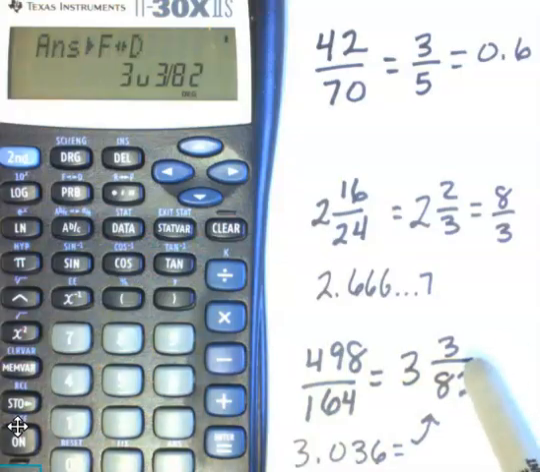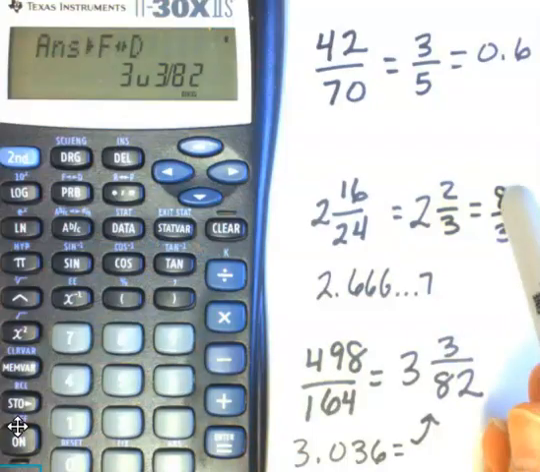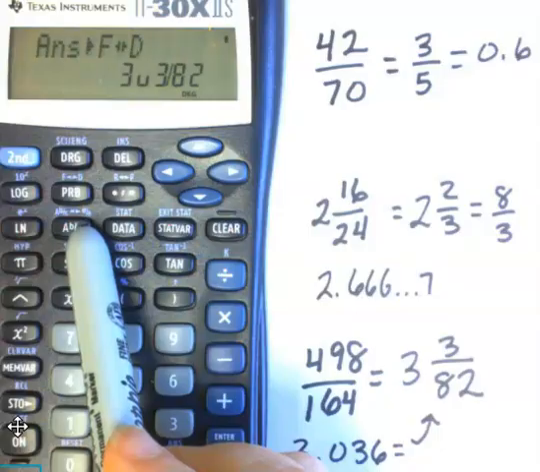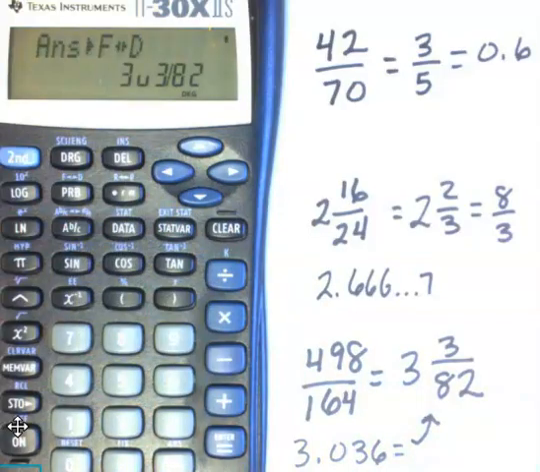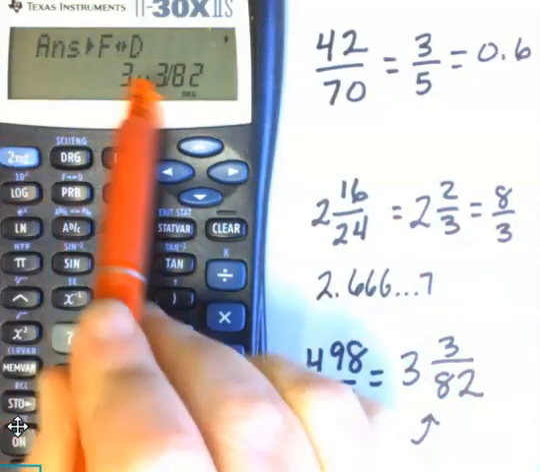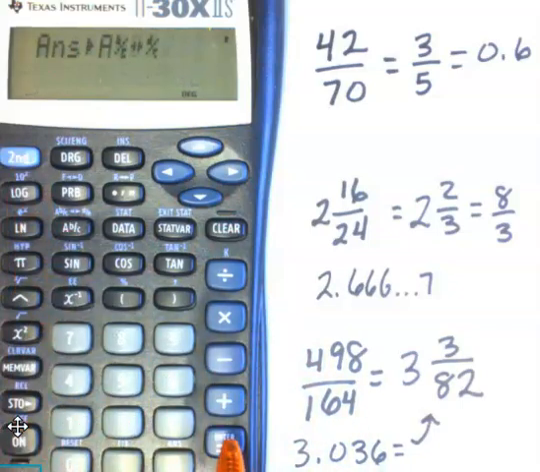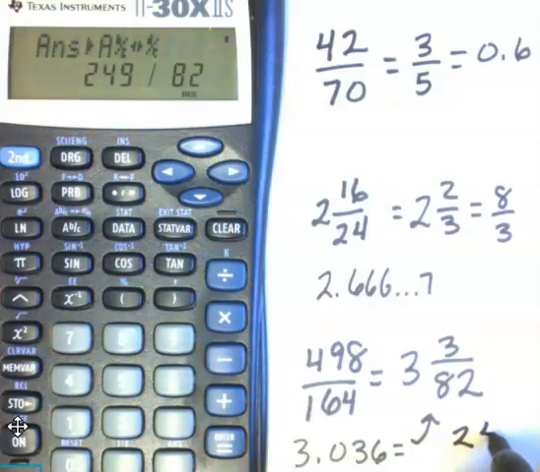Remember again that if you want a fraction like this and not a mixed number like that, the button to use is this one that's right above the fraction entry button. So you want to take that answer, second, convert it, and it will give you it instead as an improper fraction instead of a mixed number.